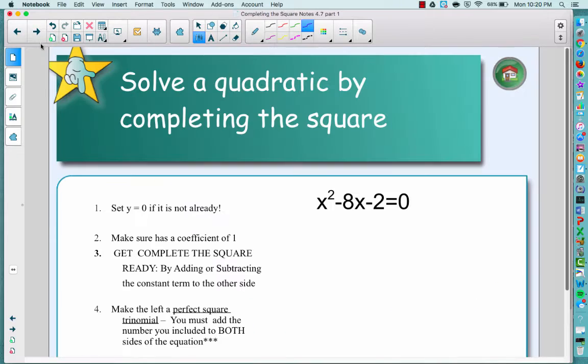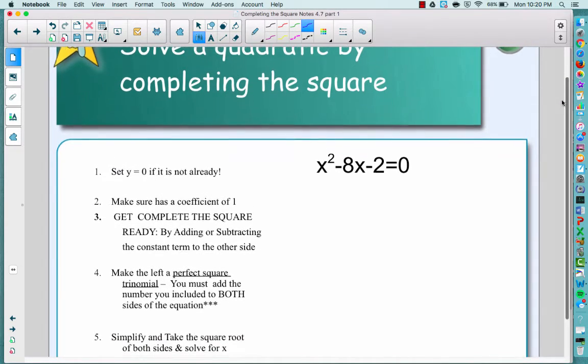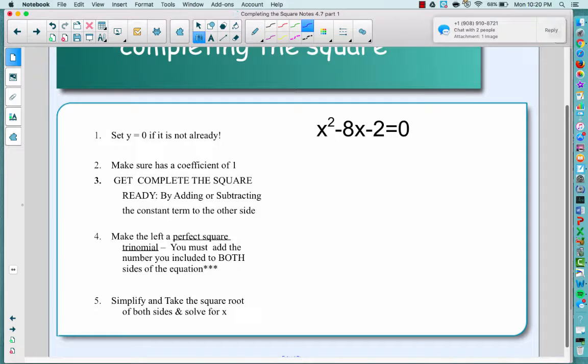All right, so now let's solve by completing the square. Now it's just a process. We're going to be doing the two things I just taught you, coupled with a few others. First, we're going to make sure we set y equal to 0 if it isn't already. Then we want to make sure the coefficient in front of x squared is 1. If it's not, I'm going to explain what to do in another lesson. But for now, we're going to make sure it's 1.